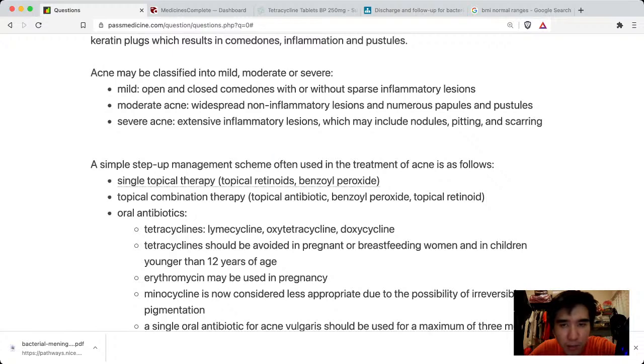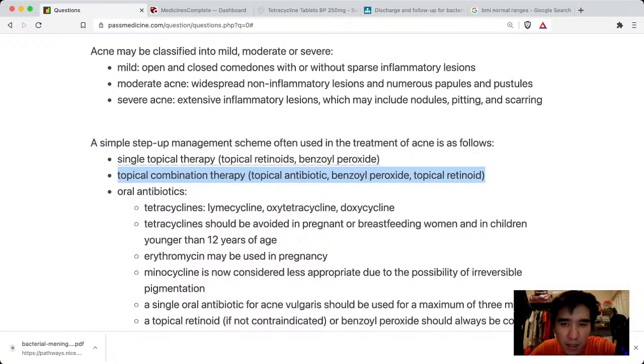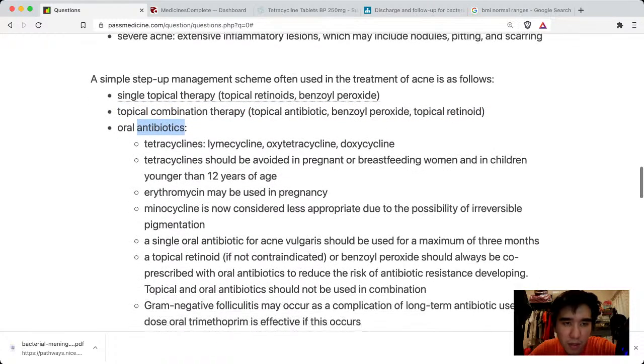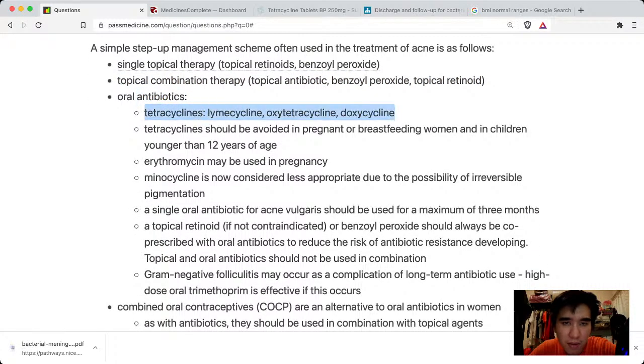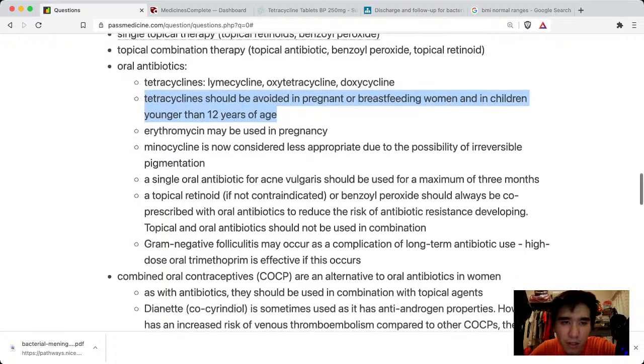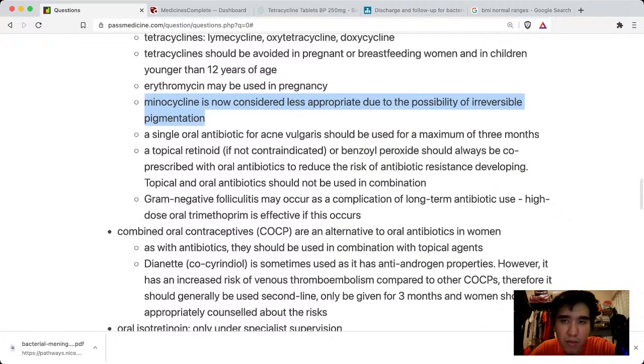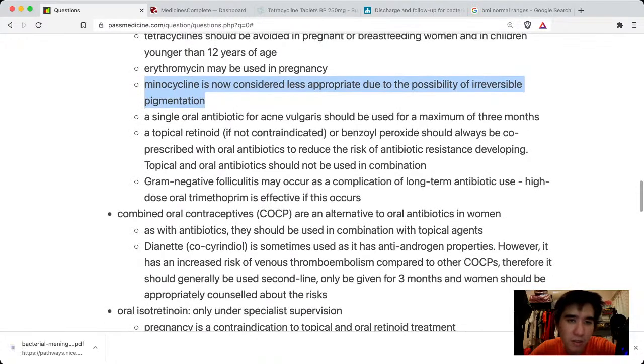Simple step-up management scheme. So first, either topical retinoids or benzoyl peroxide. Combination, then oral antibiotics, tetracyclines: lymecycline, oxytetracycline, and doxycycline. Avoided in pregnancy. Erythromycin may be used in pregnancy. Minocycline, less appropriate due to the possibility of irreversible pigmentation.